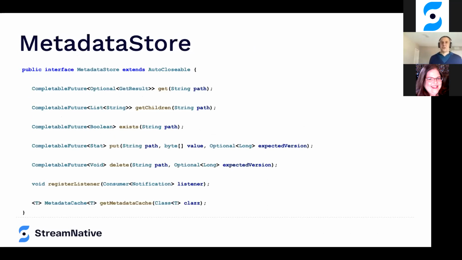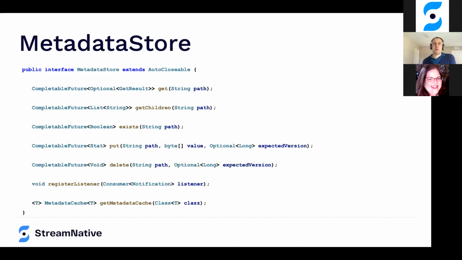I will just show these APIs and how they look. I will not go through all the details, but if you have a metadata store, you can get keys, and an optional get result will return the value of that key. All of these return CompletableFutures, so everything is asynchronous and you can compose them in multiple different ways. You have get children and exists, and you can do a put, and the put can take an optional expected version. If you don't pass any version, it will override whatever is there for that key.